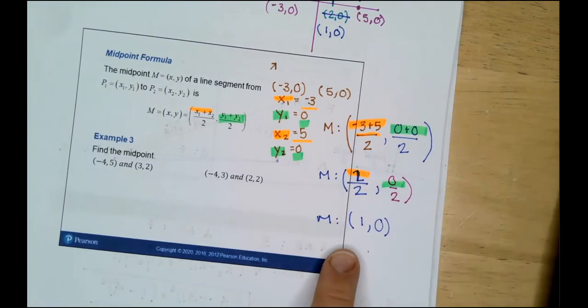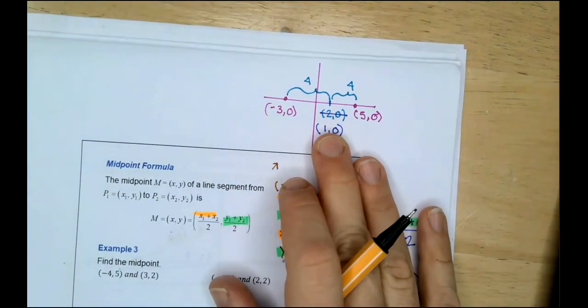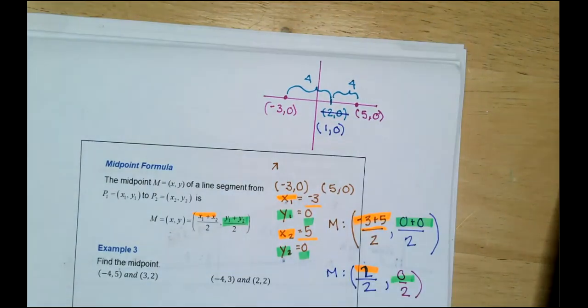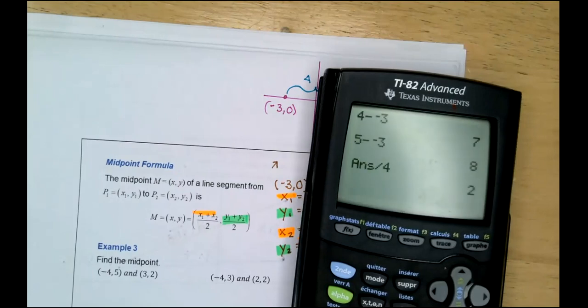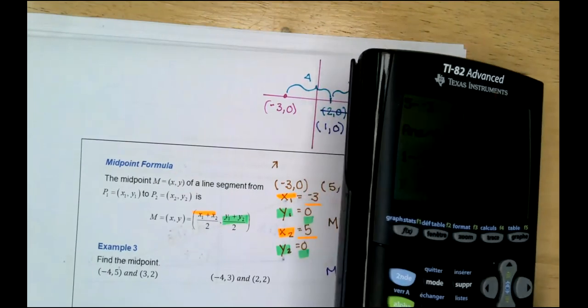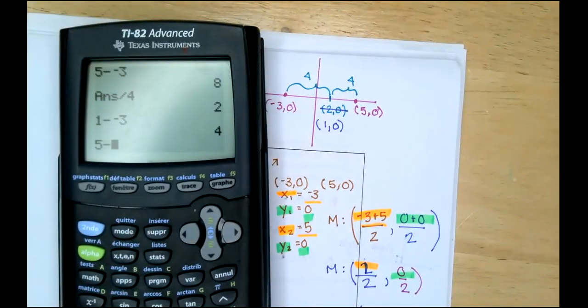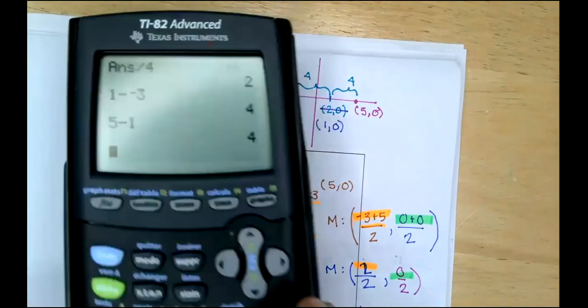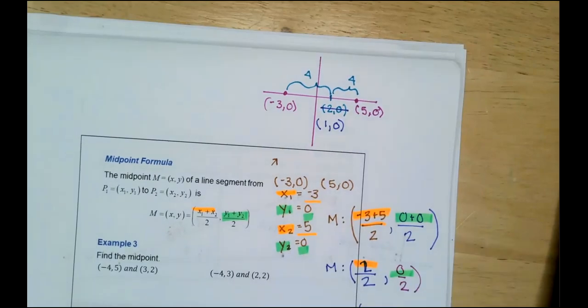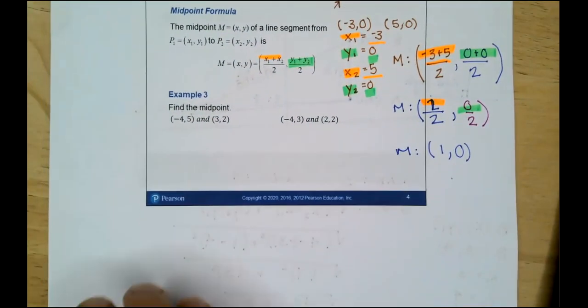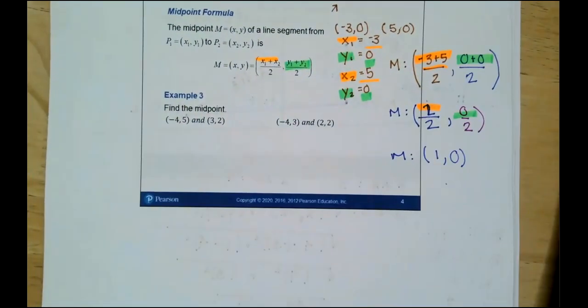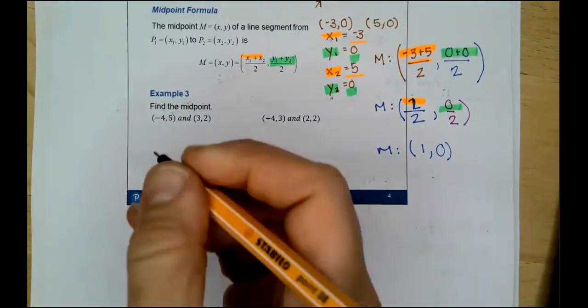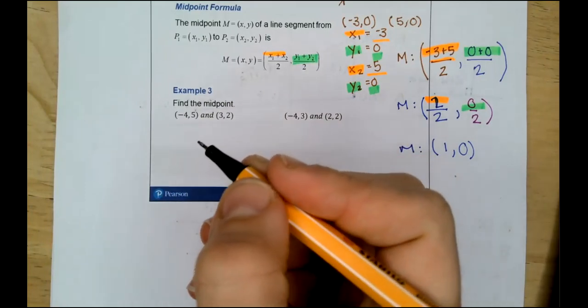So our midpoint is correctly 1, 0, not 2, 0, because there should be 4 between 1 and -3, right? That's 4. And 5 and 1, also 4. Not 2. So that was a straight line. That's why it's easy to find the midpoint. Now, if you don't have a straight line, something like -4, 5, and 3, 2, okay?